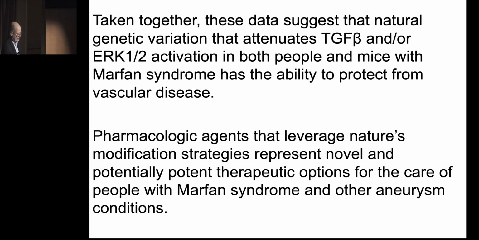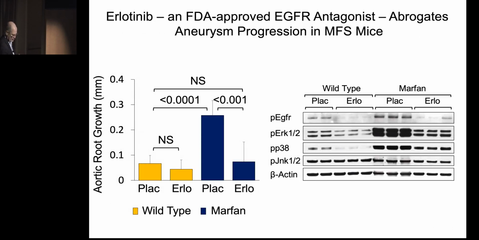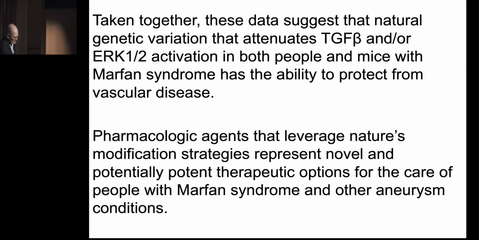So in conclusion, I think that taken together, these data suggest that natural genetic variation that attenuates TGF-beta or ERK activation in both people and mice with Marfan syndrome has the ability to protect from vascular disease. And we strongly believe that pharmacologic agents that leverage nature's modification strategies represent novel and potentially potent therapeutic options for the care of people with Marfan syndrome. Indeed, we're currently partnering with Big Pharma to develop both MMP17 and MAP3K4 antagonists.